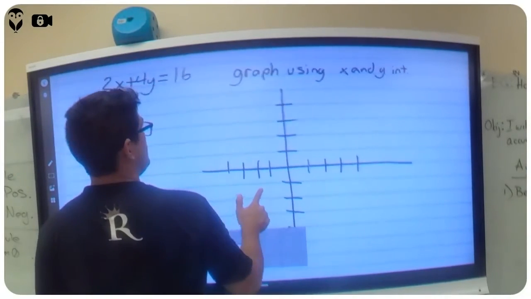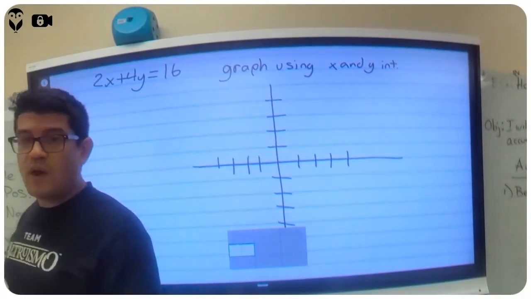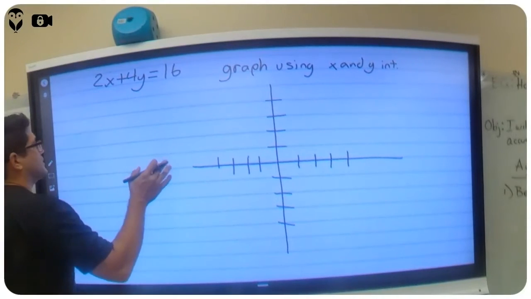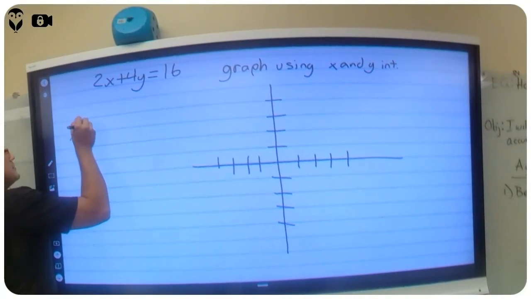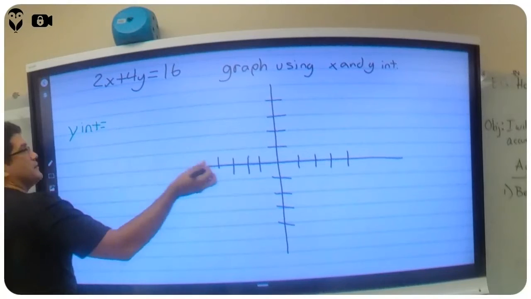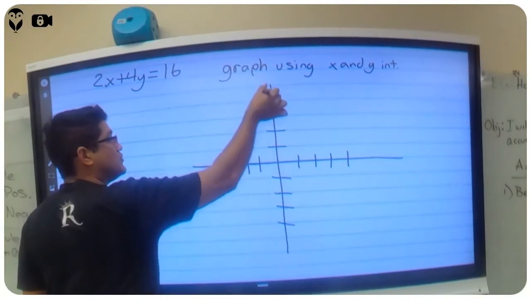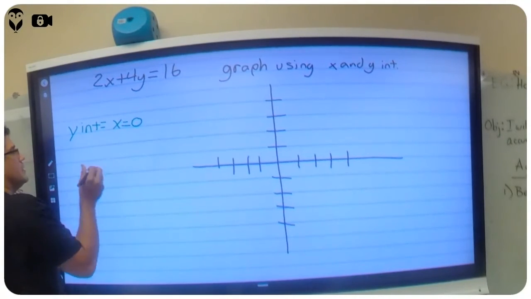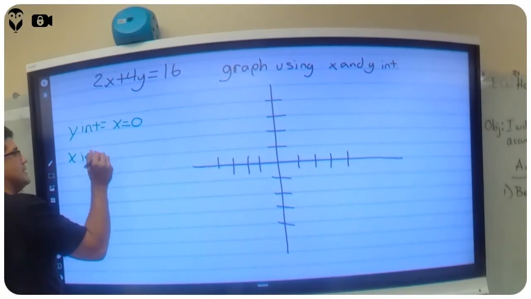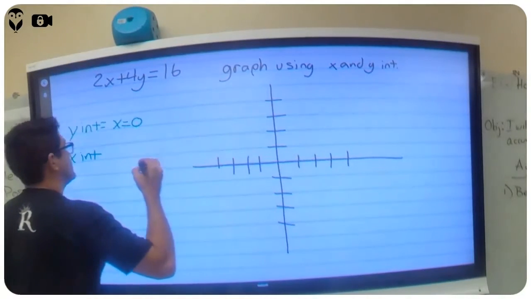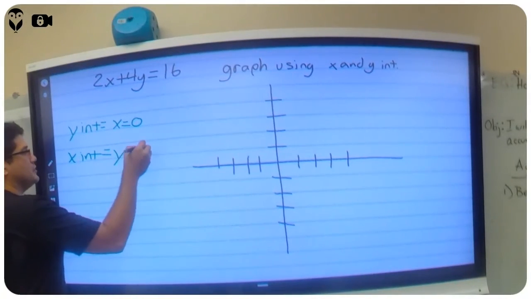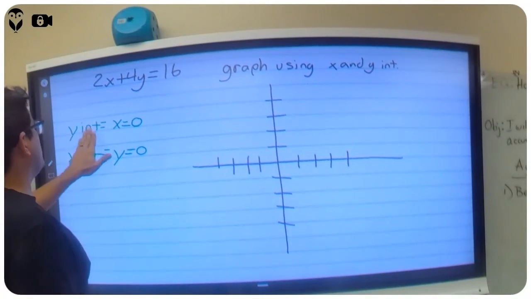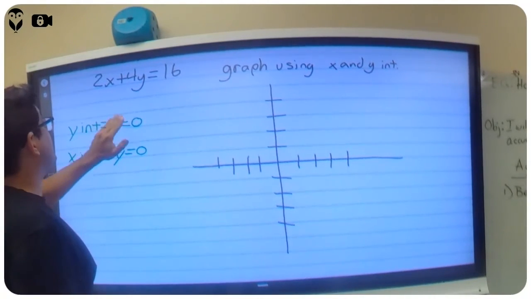Another way that they talked about doing this is making a chart, which we're going to do something similar over here. Here they want you to use the x and y intercept to graph this. Now, how do you find the intercept? The y-intercept is where it crosses the y-axis, and when it crosses this, x equals 0. When you're looking for the x-intercept, meaning this right here, y has to equal 0. So let's find the intercepts.